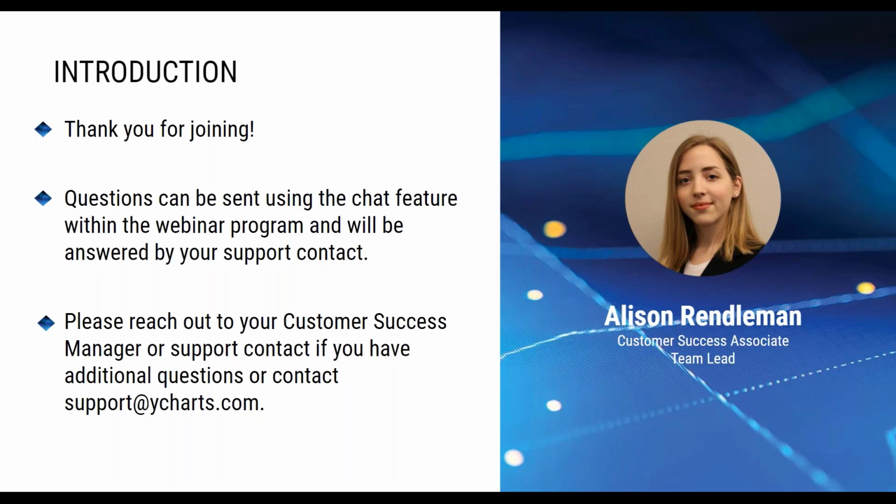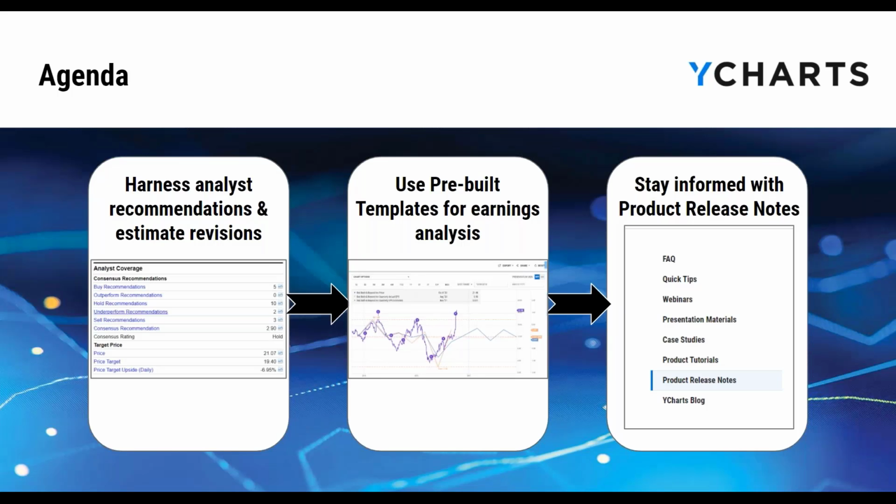I'm just going to jump to the next slide here, go over our brief agenda for today. First, I'm going to show you how you can harness Wall Street analyst recommendations, as well as keeping track of any estimate revisions on the company-specific level. Then, going through a few tools on YCharts, I'm going to show you some of those pre-built templates and workflows you can use for earnings analysis. We're going to jump through on the fundamental charts tool. We're going to cover it on the stock screener, as well as the comp tables tool.